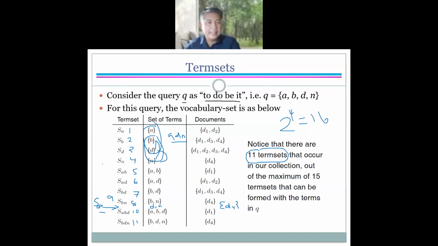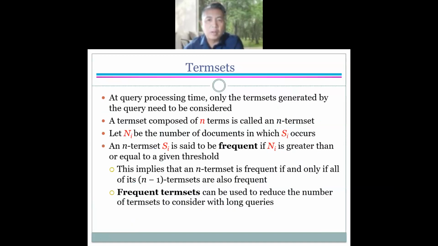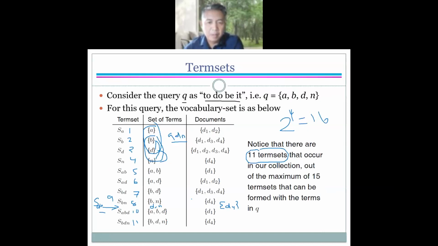Okay, so this is how we list the documents with respect to the set of terms. What we want to do is identify all the possible term sets that we could have. So in this case, we have 11 term sets. So we have to try all the possible combinations. Once we get this, then we look at what we call frequent. Since we have so many term sets here, we want to look at only the frequent term sets. So depending on our definition, what is a frequent term set?